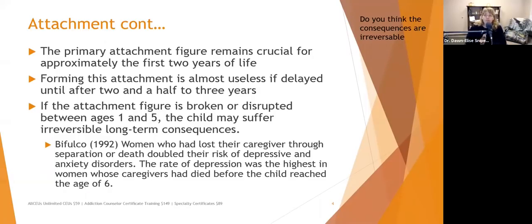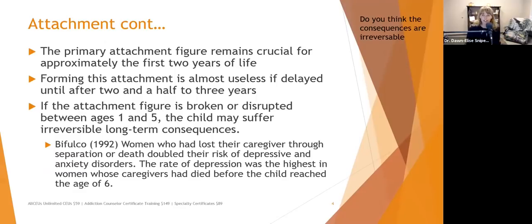The primary attachment figure remains crucial for approximately the first 2 years of life. Well, let's think about it. What happens during the first 2 years? At the end of 2 years, little Tommy is able to walk a little bit more. Little Tommy's probably in preschool or daycare or going over to friends' houses or something. So there is more of a world that little Tommy can connect with. In the first 2 years of life, little Tommy is really dependent usually on that one caregiver or one or two caregivers.